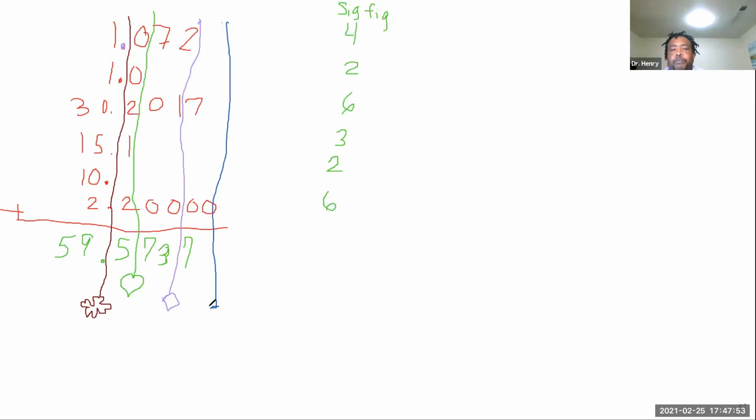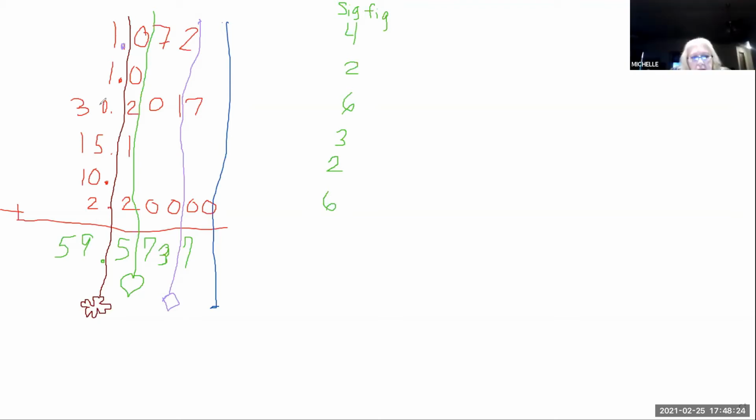Because it's based upon where you have significant figures. So for instance, this first one represents the purple line. Where are we uncertain about the number? It's right after the 2. The 2 we know, but the number after the 2 we don't know, because it's not there.